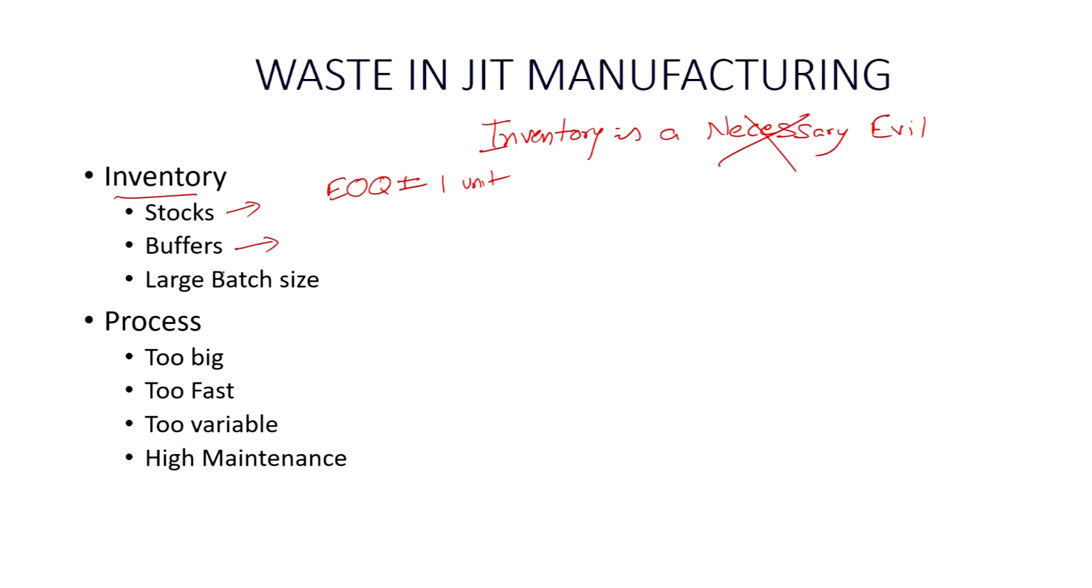Buffers of all types are also waste. Buffers are kept because of uncertainty, because of variability in the systems. Variability can be due to machines, it can be due to supplies, it can be due to demand also. There can be other sources of variability in the system as well. So, if we are able to reduce the variabilities, we can eliminate the buffers also.